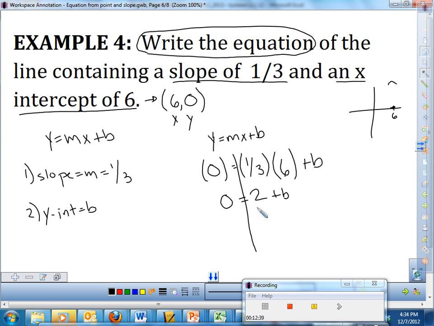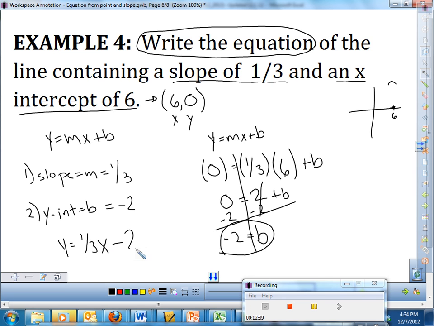I notice now this is a one-step equation. To get b by itself, I need to get rid of this plus 2. And to undo that, I'm going to minus 2. 0 minus 2 is negative 2. 2 minus 2 is 0. That cancels, and I'm going to bring down my b. I'm left with negative 2 equals b. Now I have what b is, negative 2. I can make my equation, y equals 1/3 x minus 2. Remember that instead of putting a plus 2, we're going to minus 2 because it is a negative. The last thing I should always do is that I should check that my equation works.